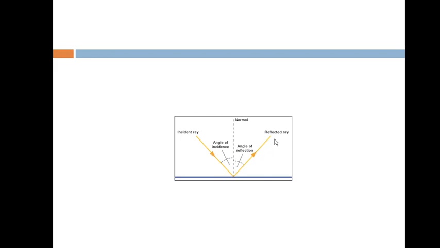Then between the reflected ray and the normal, we have this angle of reflection. So what is the definition of angle of reflection? It is the angle between the reflected ray and the normal. Okay, so you have to know all these definitions very well.